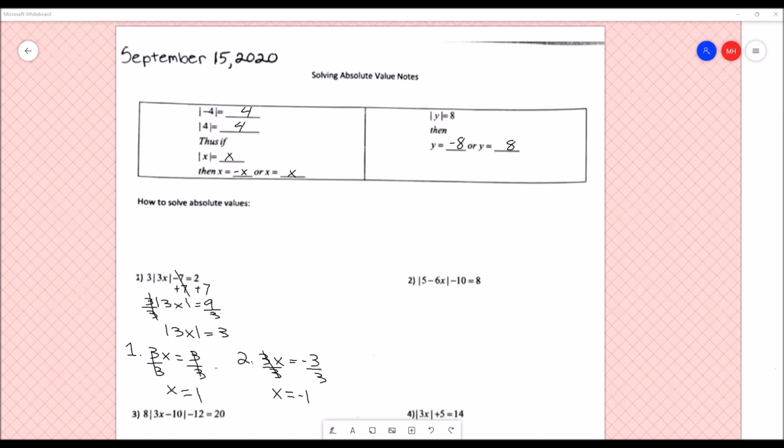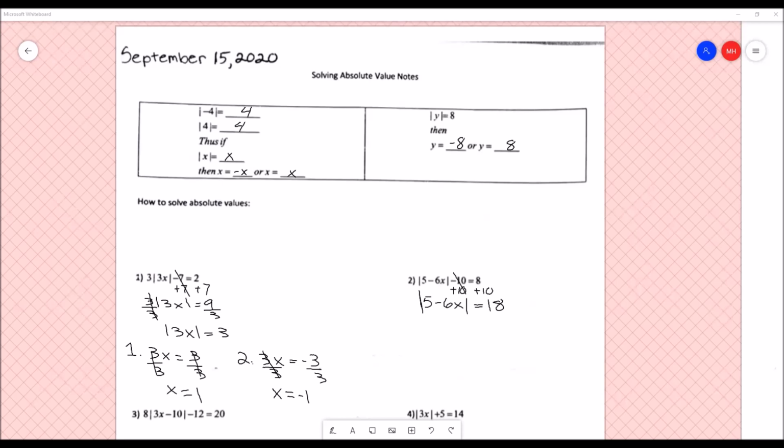So now that we did number 1, we're going to go ahead and take a look at number 2. Still the same process, still the same method. I have the absolute value of 5 minus 6x minus 10 equals 8. Trying to get the absolute value by itself, so I add 10 to both sides. My positive and -10s cancel out. Left with 5 minus 6x inside my absolute value equals +18.